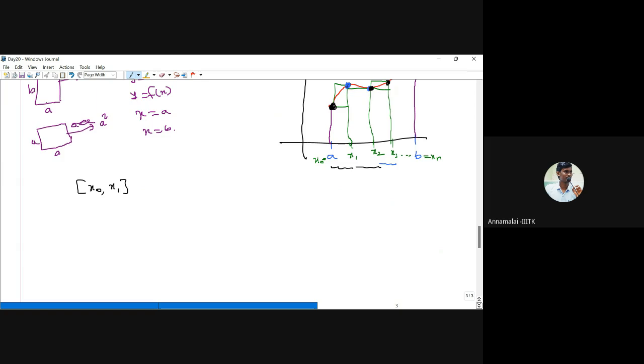Now we define, for the given partition P equal to x naught, x1, x2, up to xn, the upper sum of the function. That is U of P comma f, the upper sum of f with respect to this partition. So this is nothing but, okay, before that we define capital Mi.